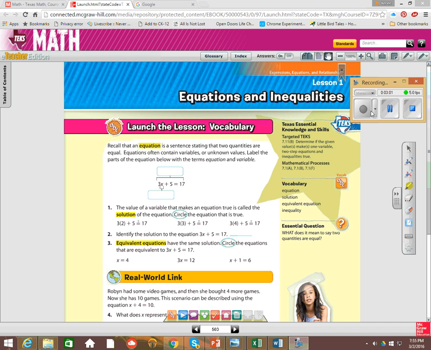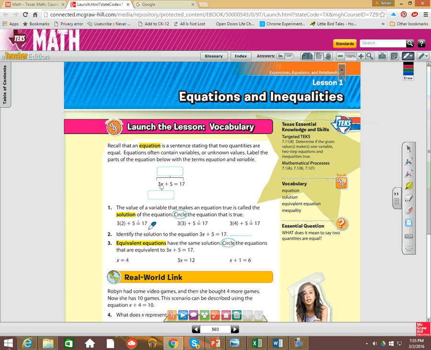Okay, so let's look at it. This lesson is pretty straightforward. If you just pay close attention, it may be very easy for you. So the x is the variable. So I'm just going to type V for variable. You can write it out. And the whole thing, the 3x plus 5 equals 17, is the equation. I'm just going to write E for equation, but I want you to fill it in your textbook.